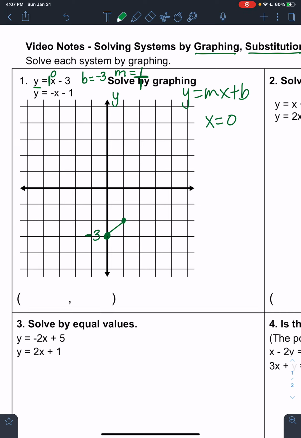I'm going to just keep repeating it, up 1 and over 1, until I hit the edge of the graph, and then I'm going to go backwards. So instead of going up and to the right, I'm going to go down 1 and left 1. And so down 1 and left 1 puts me here. Down and left puts me here. And so I have a line here that I can connect the dots on.